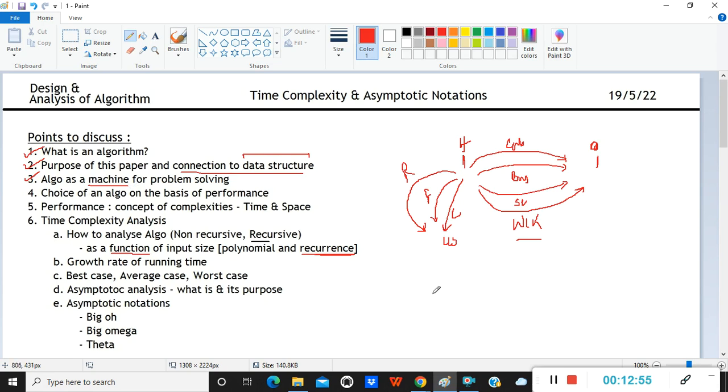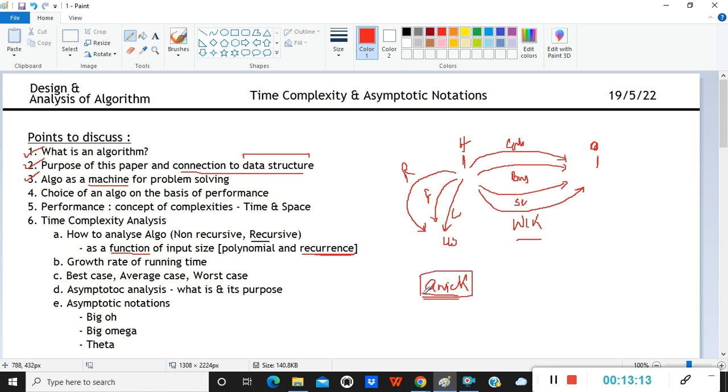Yeah, in data structures, we have learned sorting algorithms now. We learned quick sort, then bubble sort. This is an algorithm.